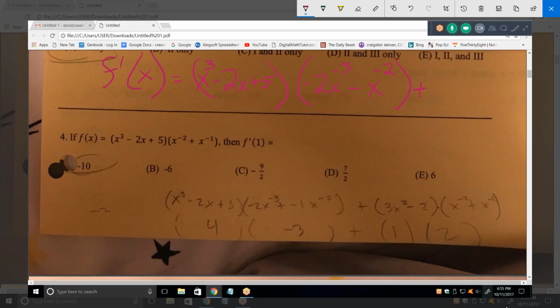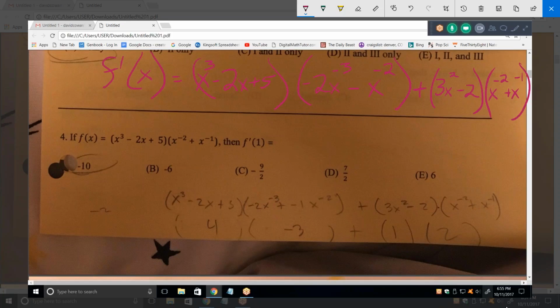And then you want to multiply it, add 2x squared, no, 3x squared minus 2 multiplied by x to the negative 2 power plus x to the negative 1 power. All right. So and then that is our derivative function.